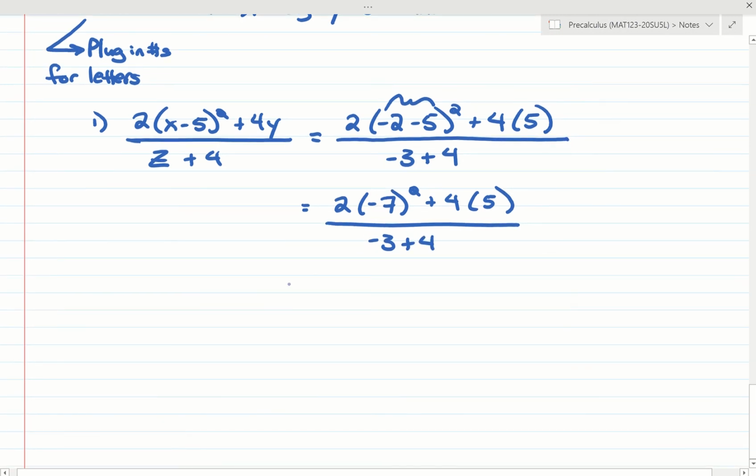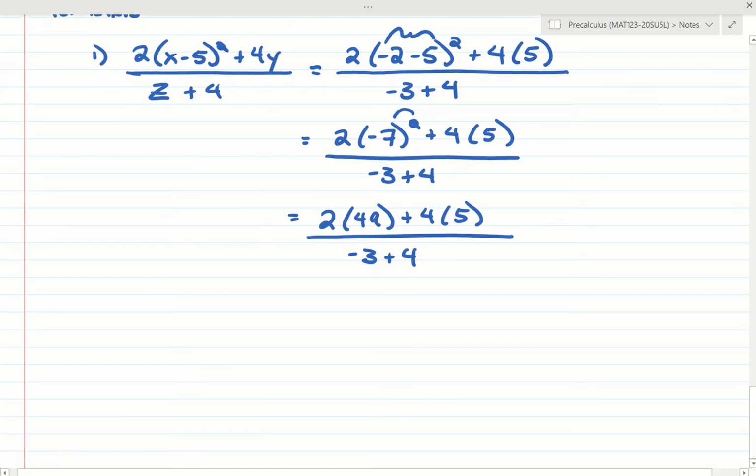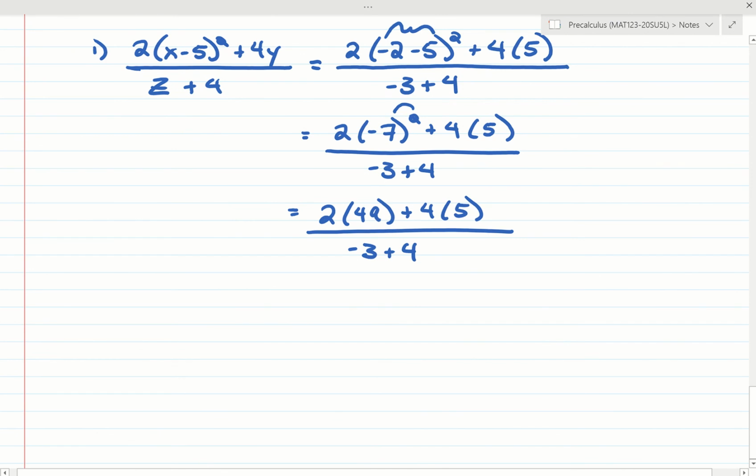Once we do our parentheses, we look for exponents, like right here. -7 squared would be -7 times itself. Now we do have multiplication. We'll go from left to right. 2 times 49 is 98. 4 times 5 is 20. And now we could just simplify the top, the numerator. 98 plus 20 is 118. Over 1 just gives us 118.